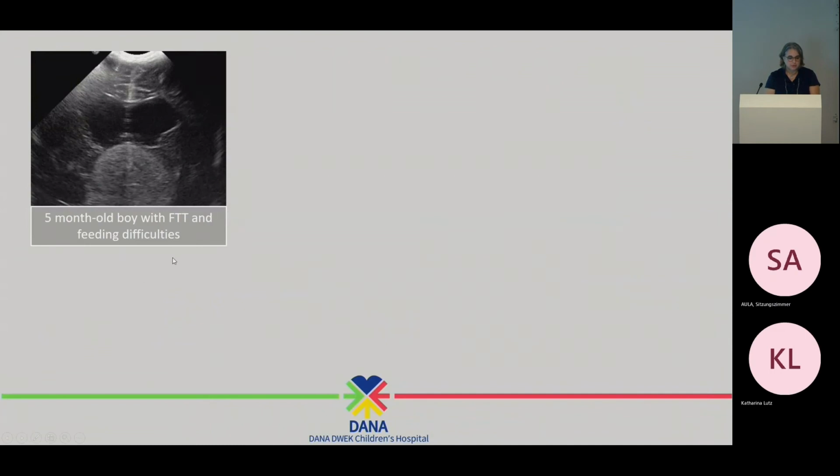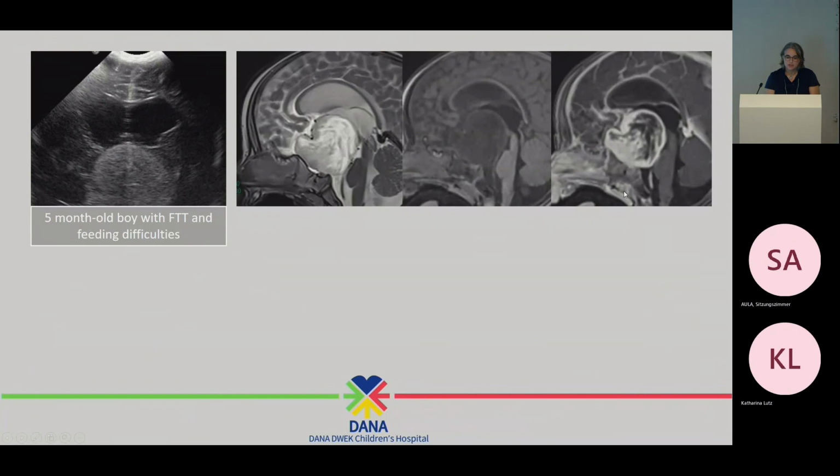This is a 5-month-old boy with FTT and feeding difficulties. The anterior fontanelle was still open. An ultrasound study demonstrated the enlarged ventricles due to this echogenic mass in the suprasellar region. MRI showed again a very heterogeneous enhancing mass.